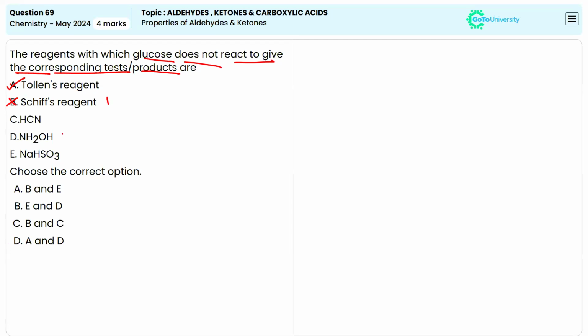And coming to HCN, they can react, so this is not the correct answer. Then option D is NH2OH. This is also reacting. And NaHSO3, sodium bisulfite, this will not react. So the compounds with which glucose does not react are E and B. So the correct answer is option A.